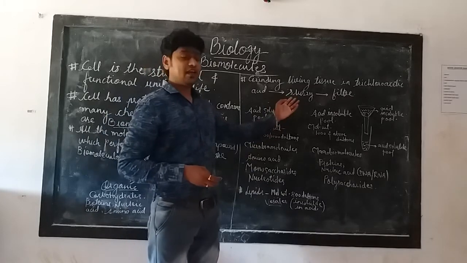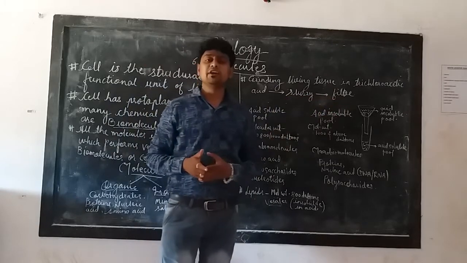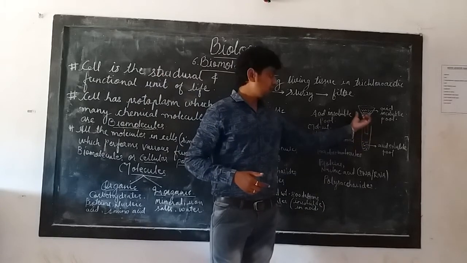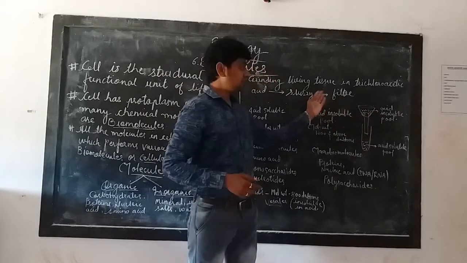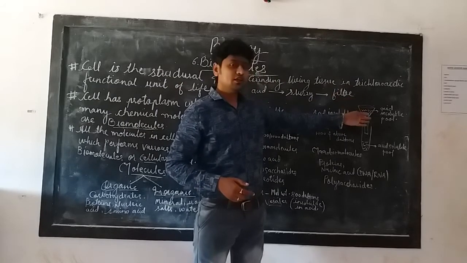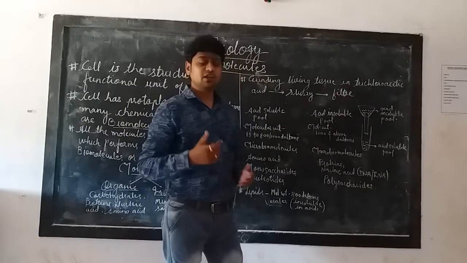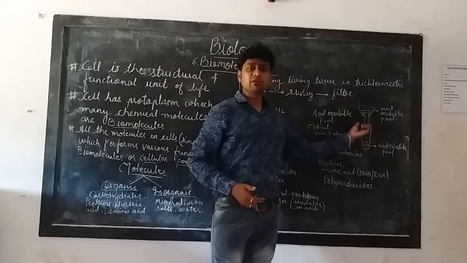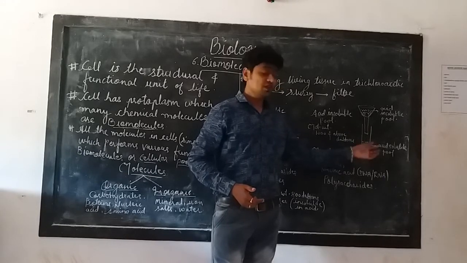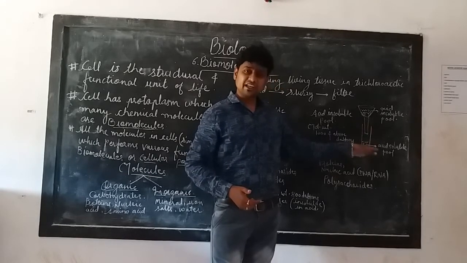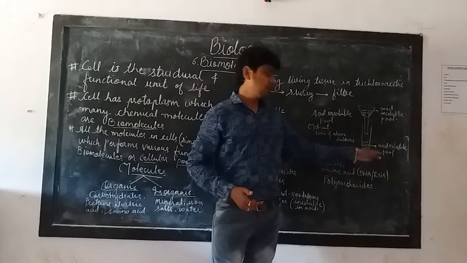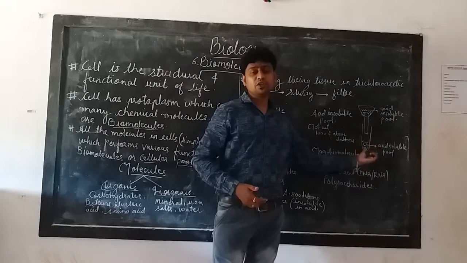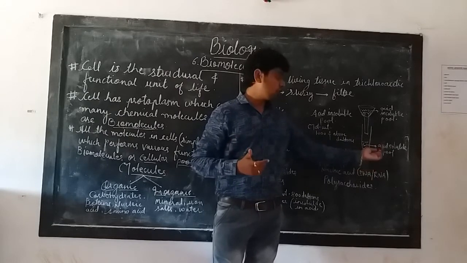We have to filter this slurry. We take a funnel and a test tube. In the funnel we put cotton, and we pour the slurry into the funnel. Some molecules get filtered and come into the test tube. These molecules which get filtered and come into the test tube are called the acid soluble pool.